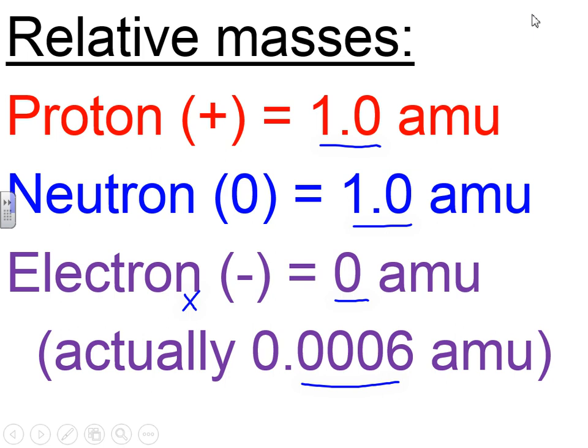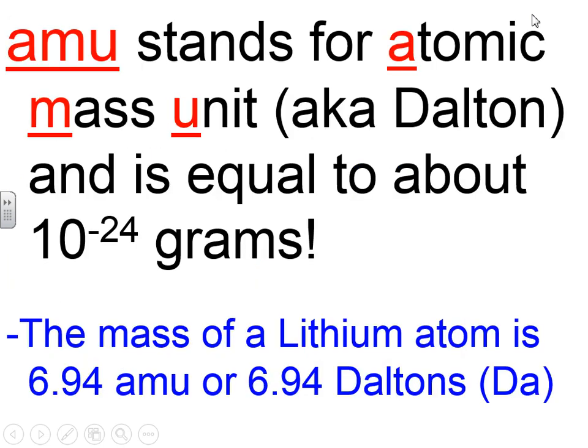Now, a unit used to calculate masses is called the AMU, atomic mass unit. And it's also known as the Dalton. And we'll see Dalton was a very important character in the discovery of an atom and of elements and so forth. And an atomic mass unit is equal to 10 to the negative 24th grams.